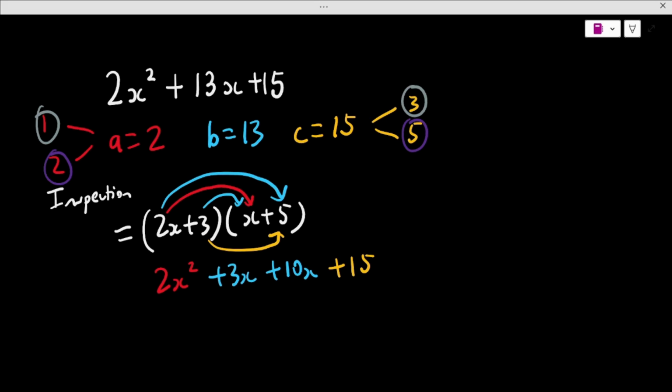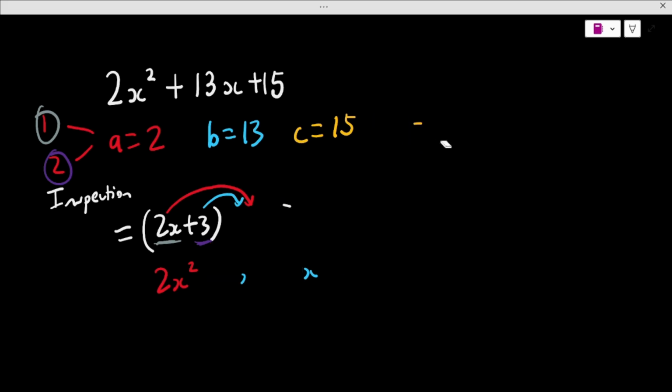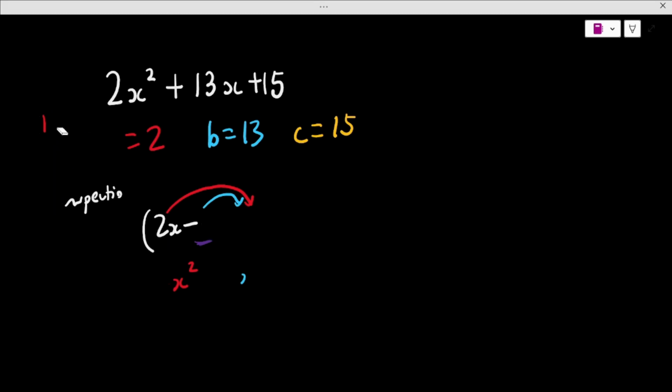Which is why, through inspection, we can say that 2x will be multiplied by 5, so they must not be in the same bracket. And 3 will be multiplied with 1, so they are not in the same bracket. 2 would belong to the x, 1 would belong to the x, because those are the coefficients which, when multiplied together, give x squared. Okay, this is pretty hard, isn't it? So let's find a different way that we can factorize.